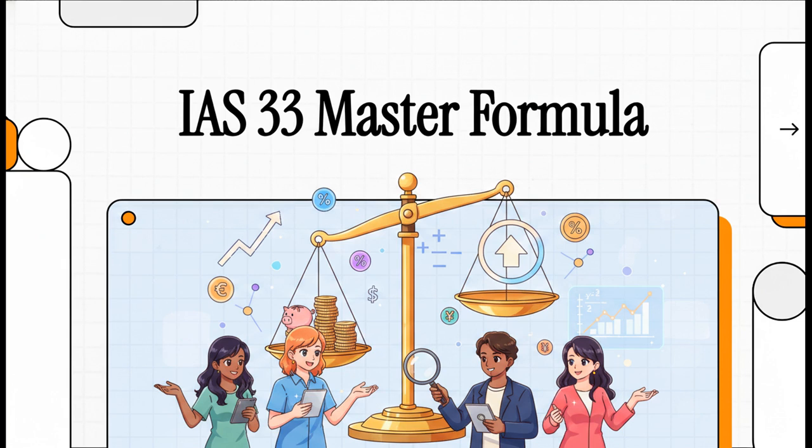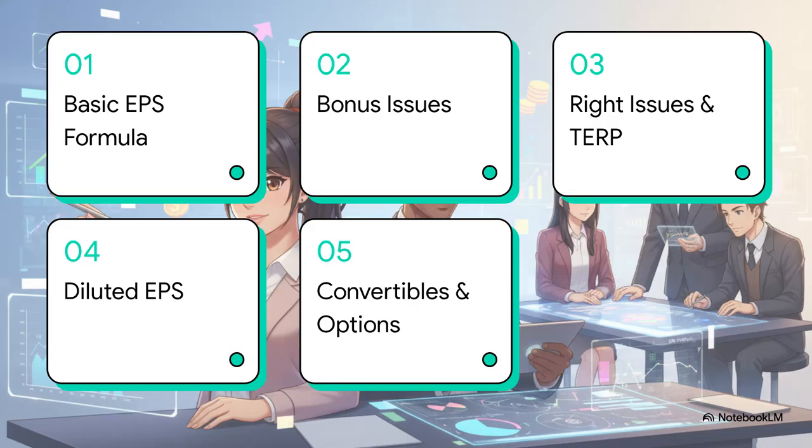We're going to build a master formula that you can confidently apply to literally any scenario you run into in the real world. Here is how we're breaking it down today. Section 1, the basic EPS formula. Section 2, adjusting for bonus issues. Section 3 covers rights issues and TERP. Section 4 is unpacking diluted EPS, and we'll wrap up with Section 5, convertibles, options, and warrants. Let's get right to it.